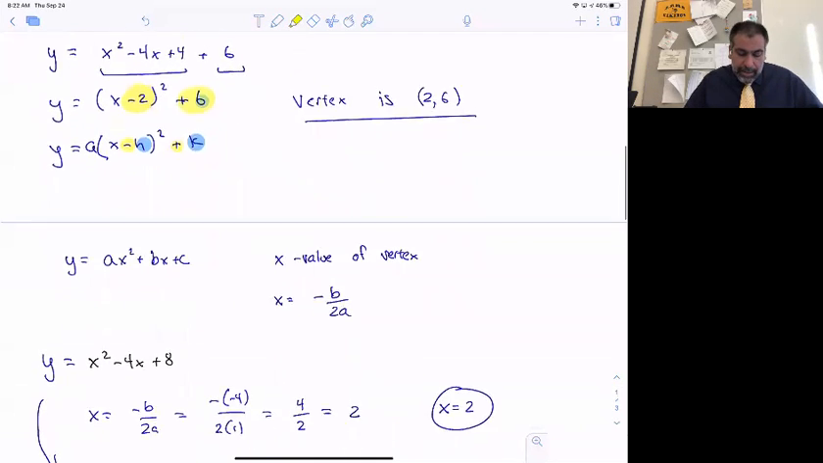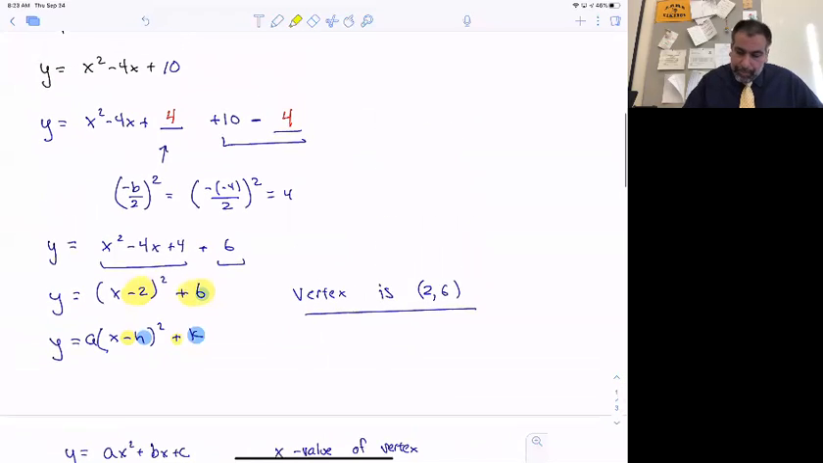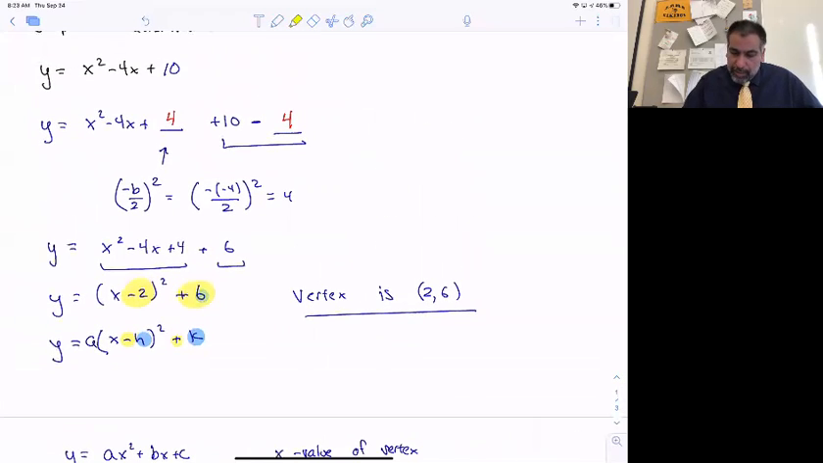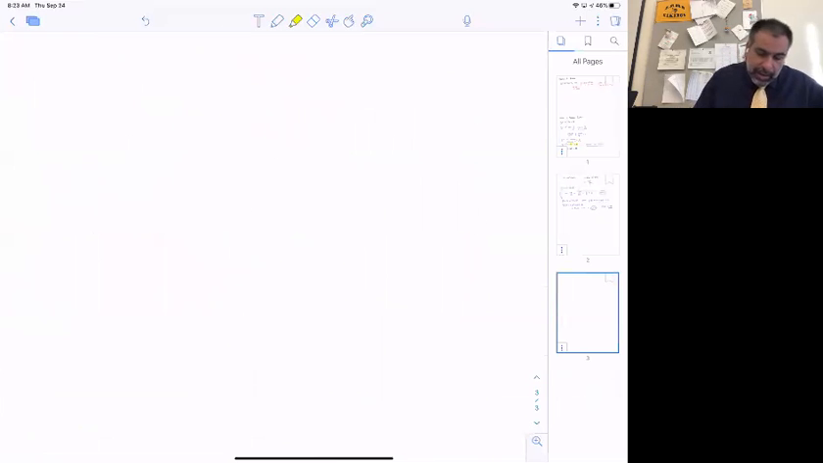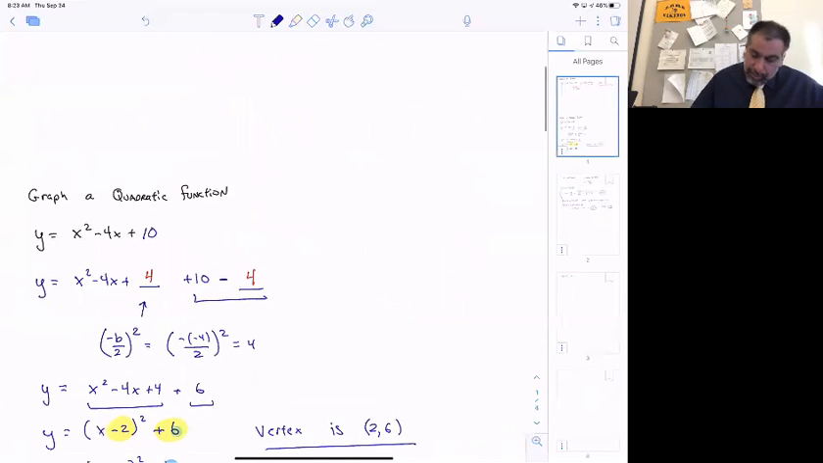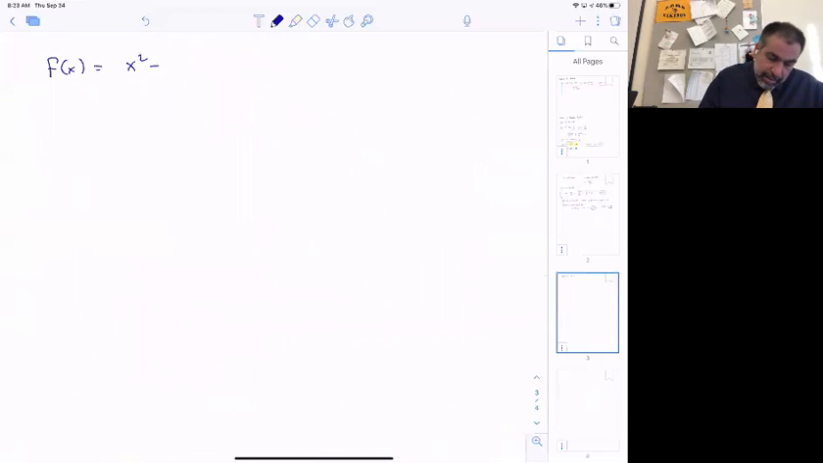Now there is a second way you can find the vertex of a parabola. That second way is to make use of another formula. So let's start with f of x equals x squared minus 4x plus 10. I'm going to use the same equation here.